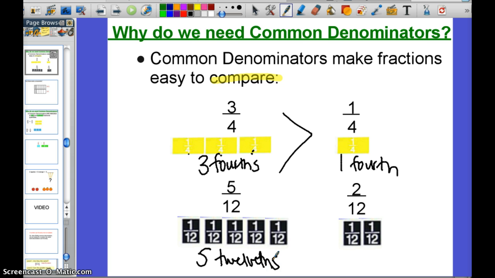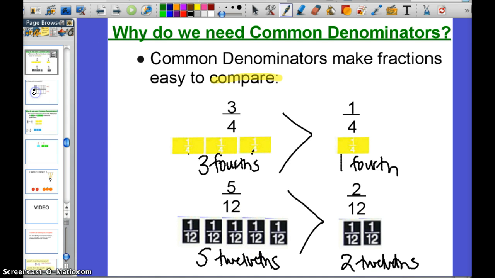And we're comparing 5/12 with 2/12, the quantity of 12ths that we have. So when we have that same denominator, we already have the pieces in the same size, so we can focus on how many pieces there are. And it's clear to see that 5/12 is bigger. So when you're comparing fractions, having common denominators makes it much easier.